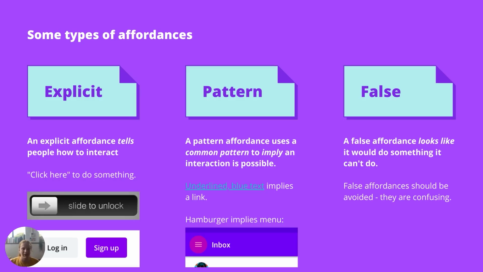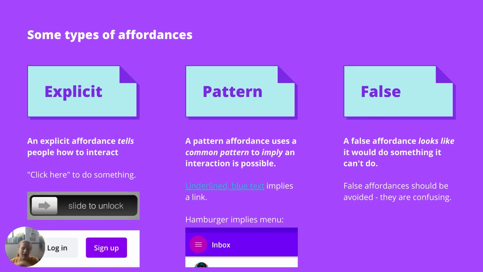So let's look at some types of affordances, because I think this helps you think about, all right, when I have an action in my app, what type of affordance have I used for it? And is that the appropriate type? Do I need to make it more explicit? This is only a subset of types of affordances, but I think they're the important types. First one, I think, is explicit affordances. The explicit affordances tell users how to interact with something.